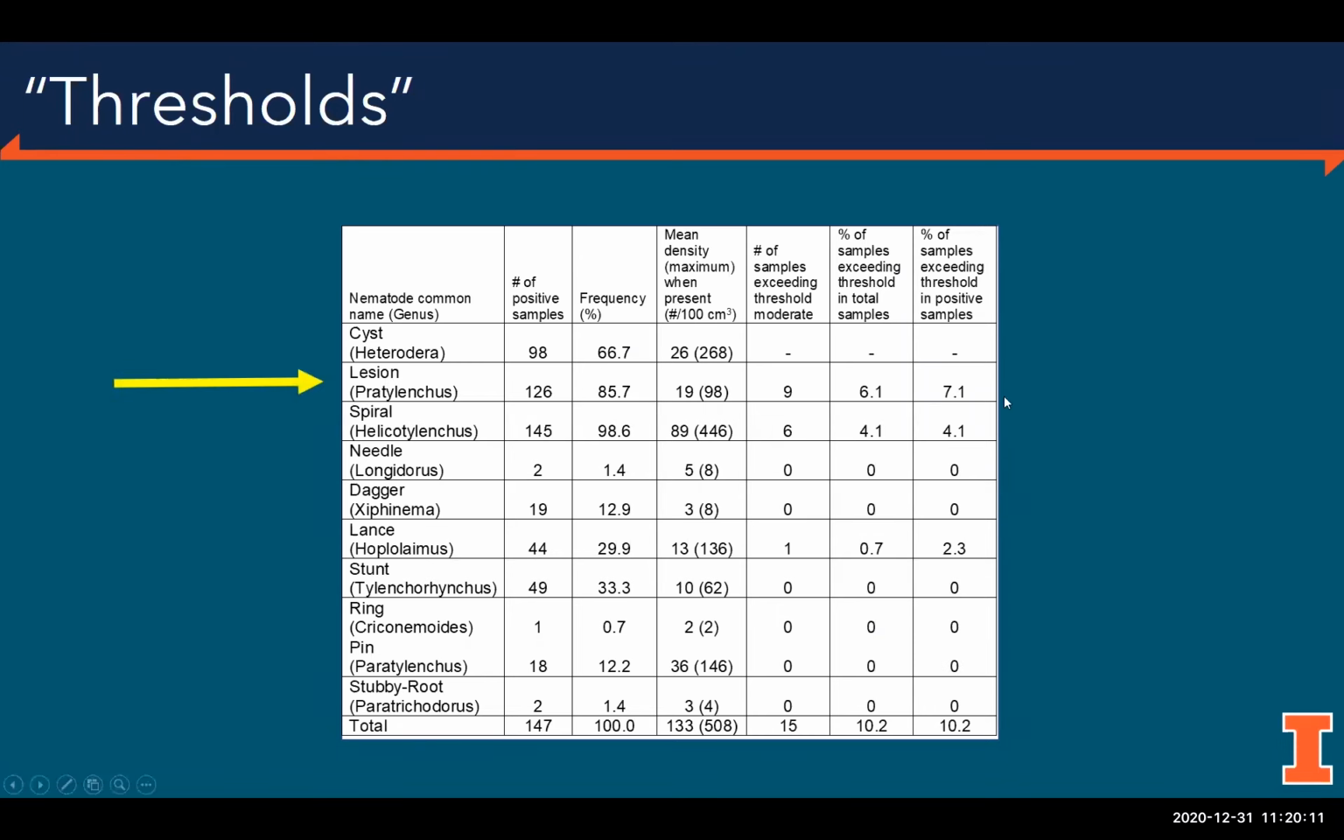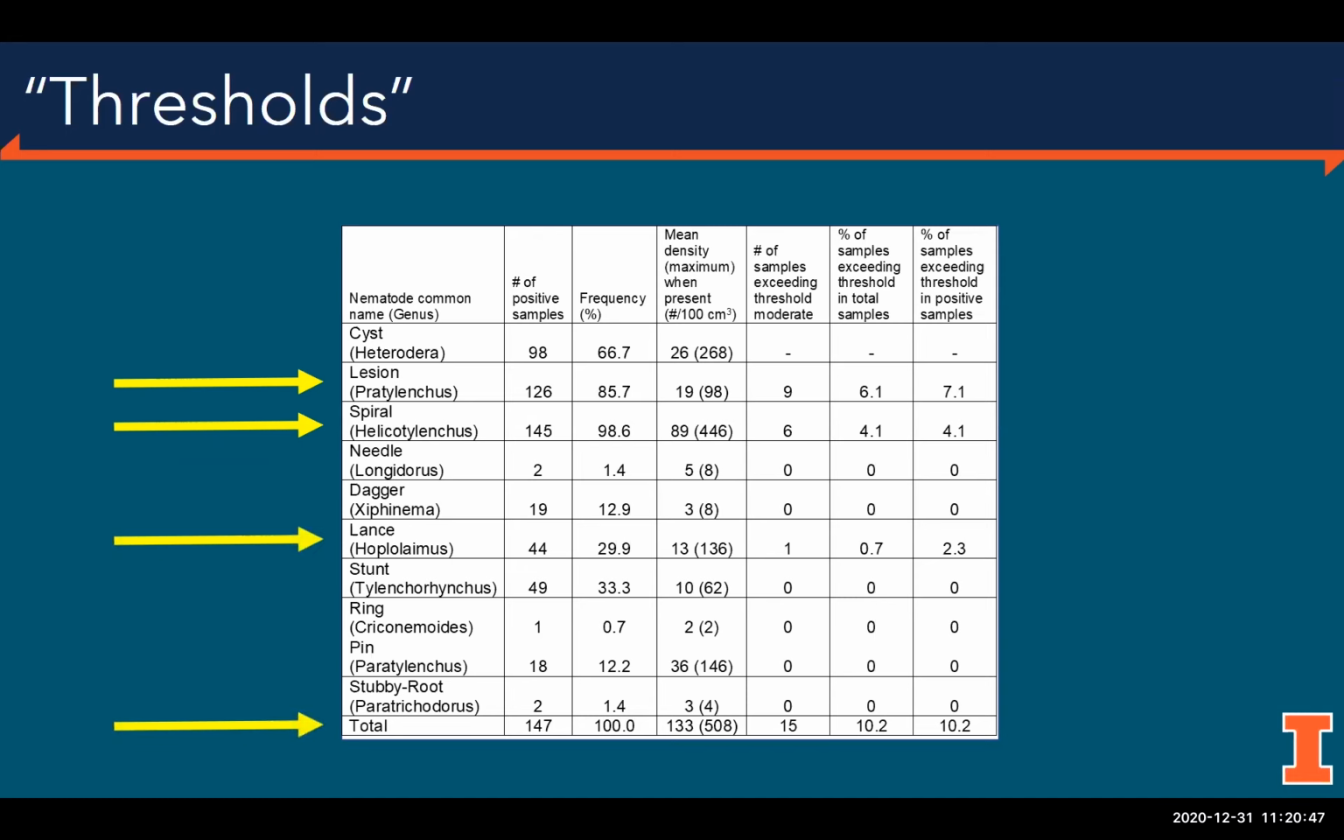But the thing to keep in mind here, our lesion nematode, the one that I would say is potentially most concerning in corn, well, not most concerning, but might be a problem, is fairly frequent. But the number of samples that were over threshold, very, very few samples. So the idea that you have to be managing nematodes on every acre of corn and there's a 10 bushel yield loss is probably only true in those fields where you have severe levels of some of these organisms.